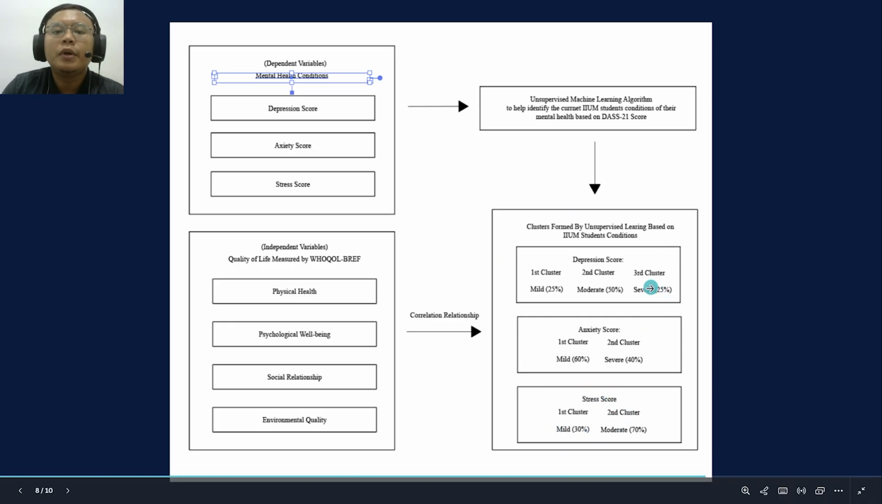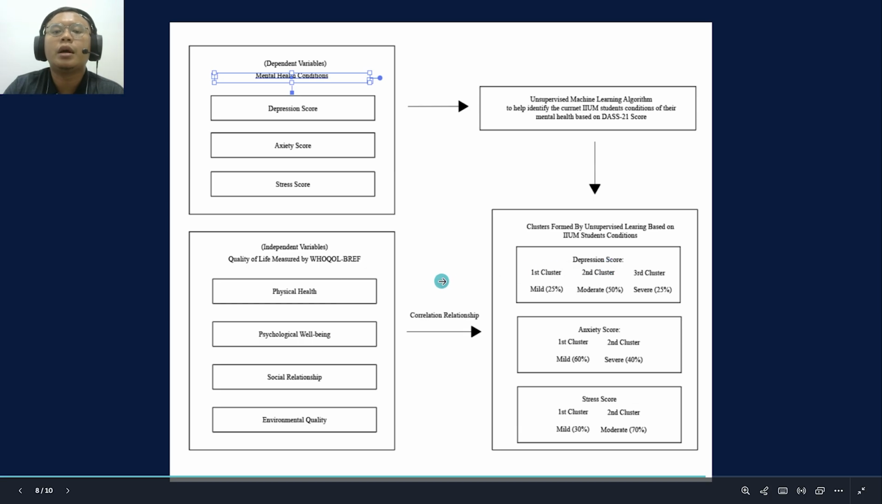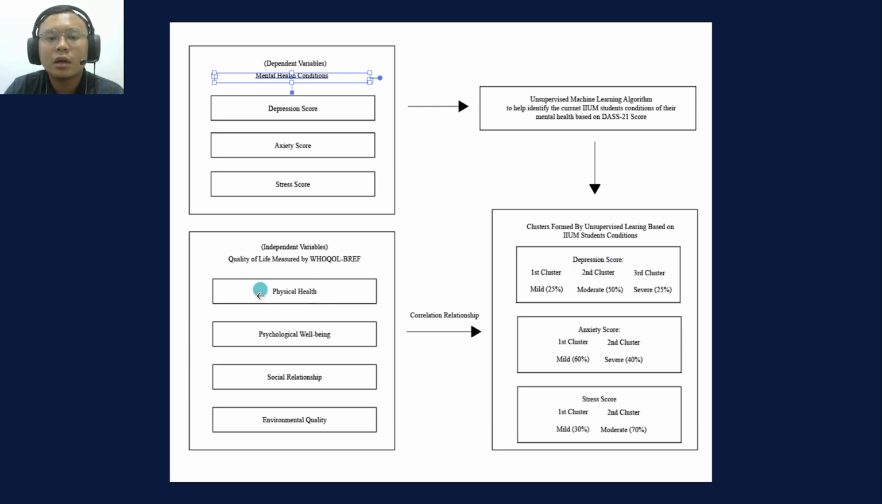So based on these clusters, we will then see the correlation of the contributing factors, which are the quality of life measured by the WHOQOL that consists of 4 different parts, which are physical health, psychological well-being, social relationship, and also environmental quality. Then we will see the correlation of those 4 different kinds of quality of life to the clusters generated. So we are able to see later, for example, that physical health is actually contributing the most to the severe level of the cluster of depression and also the anxiety score, as well as the stress score.